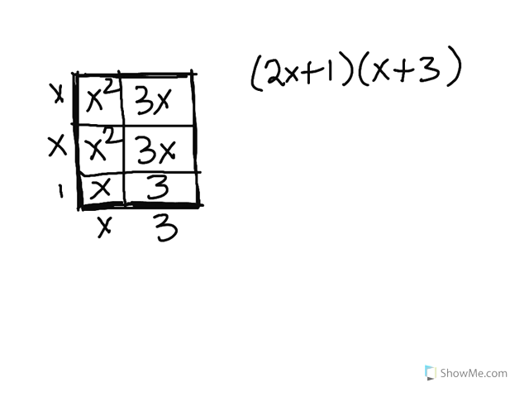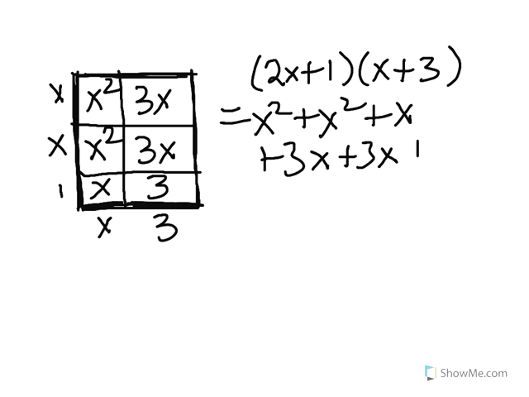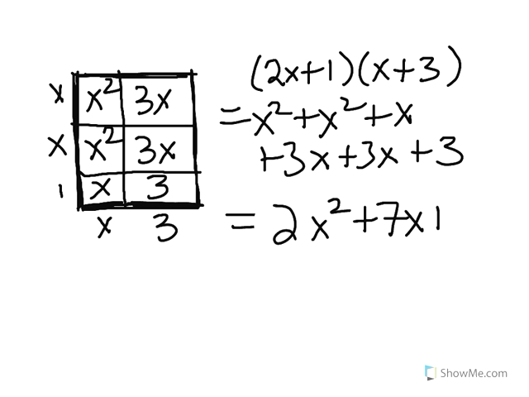The area of the entire rectangle is going to be the sum of the areas of each of those regions. So we can rewrite our original problem as x squared plus x squared plus x plus 3x plus 3x plus 3. And then combining like terms, we have 2x squared plus 7x plus 3. And so that's a geometric interpretation of the process.